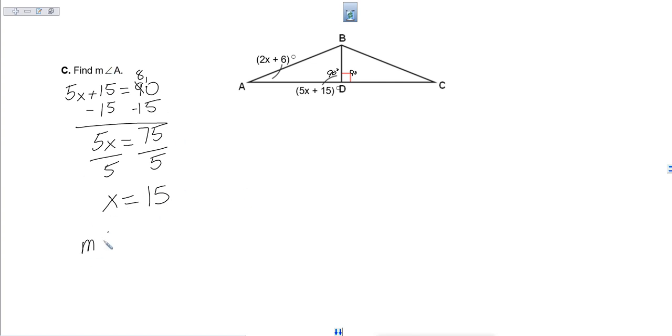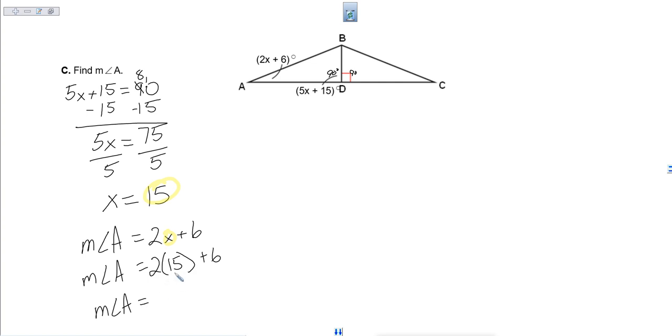measure of angle A. Now, the measure of angle A in our picture was 2x plus 16. We need to substitute that 15 in for x. So 2 times 15 plus 6 will get us the measure of angle A. 2 times 15 is 30, and 30 plus 6 is 36. So the measure of angle A is 36 degrees.